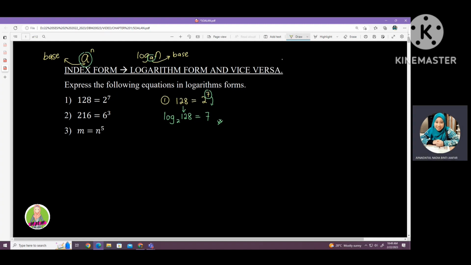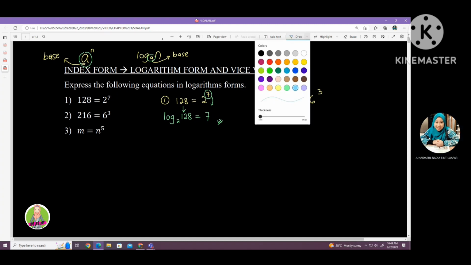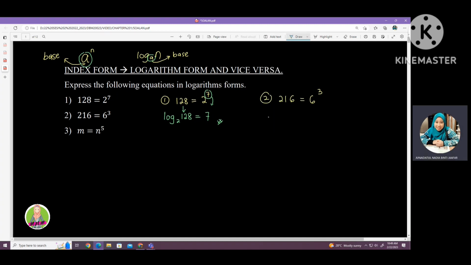Kita tengok soalan kedua. Second question. 216 equal to 6 to the power of 3. So macam tadi, first tulis log dulu, and then nombor ni 216 tulis balik. And then di antara nombor 6 dengan 3, base kita adalah 6. Jadi dia akan jadi base untuk log. And then power of 3, turunkan kat bawah, dia jadi sama dengan 3.